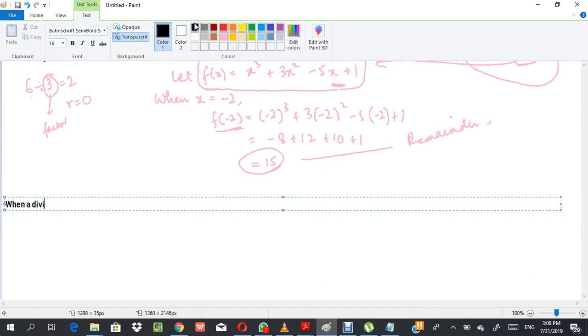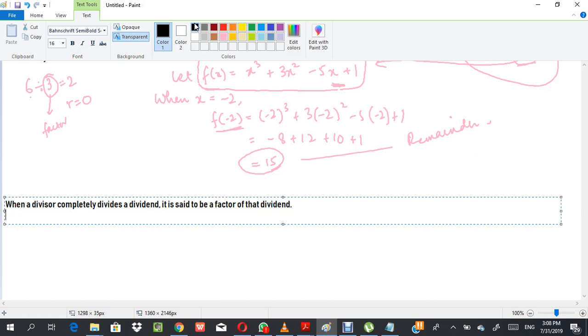So when a divisor completely divides a dividend, it is said to be a factor of that dividend. This means that for any factor, the remainder is 0.